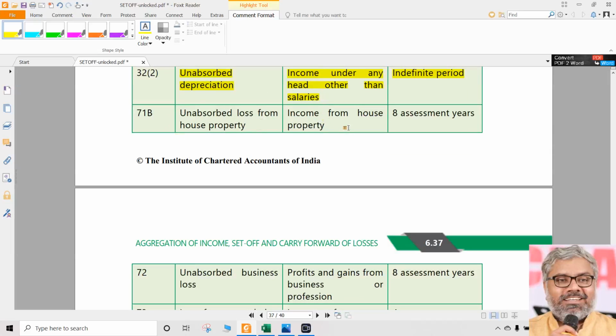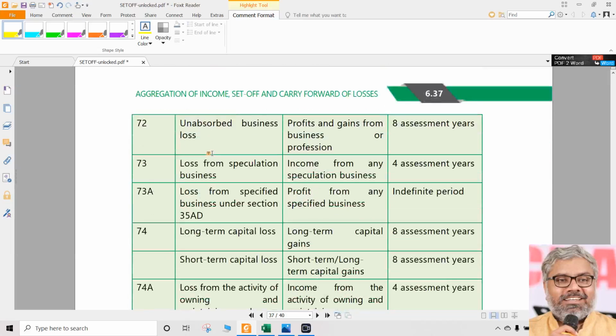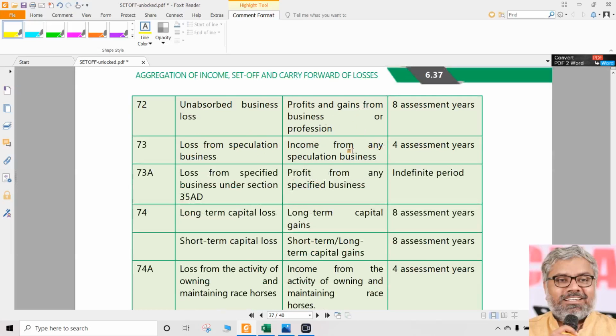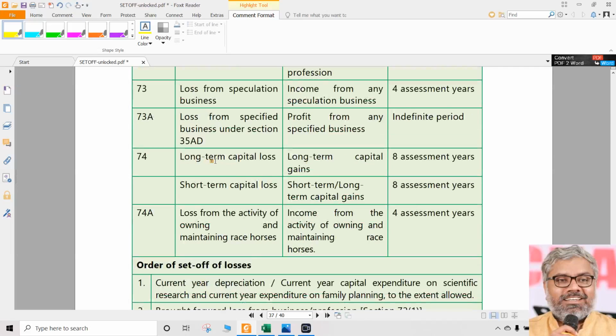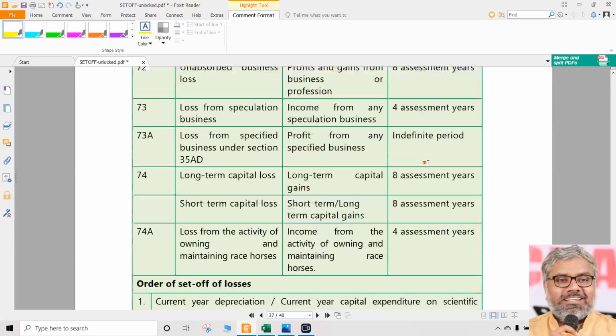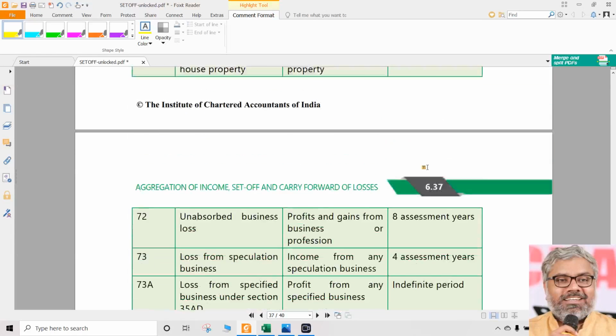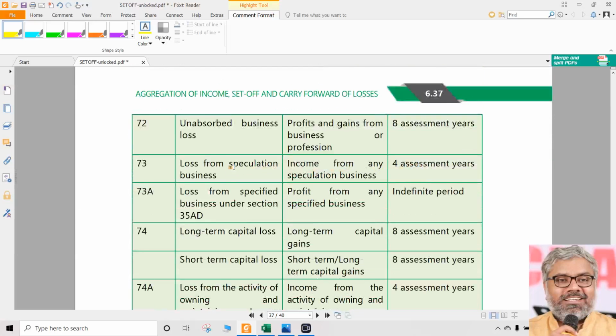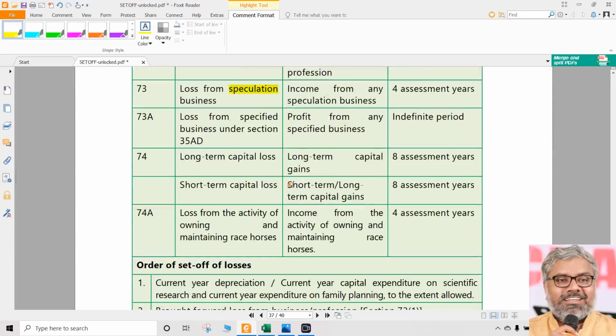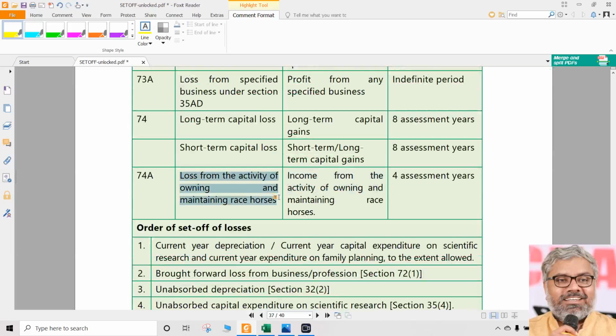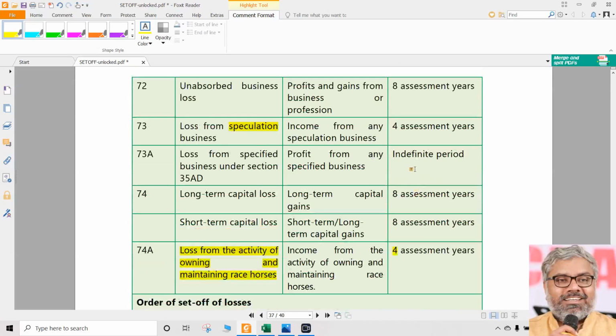Loss from house property can be set off against income from house property only, and loss from business can be set off against PGBP income only. Speculation business is anyway already restricted, specified business already restricted, long-term capital loss already restricted. Short-term capital loss is not restricted against long-term capital gains, but within the head it is definitely restricted. Normally all carry forward happens for 8 assessment years. Exceptions once again: one is speculation business, only 4 years, and another is the activity of owning and maintaining race horses, that is also only 4 years. So these are the main provisions that you should remember.